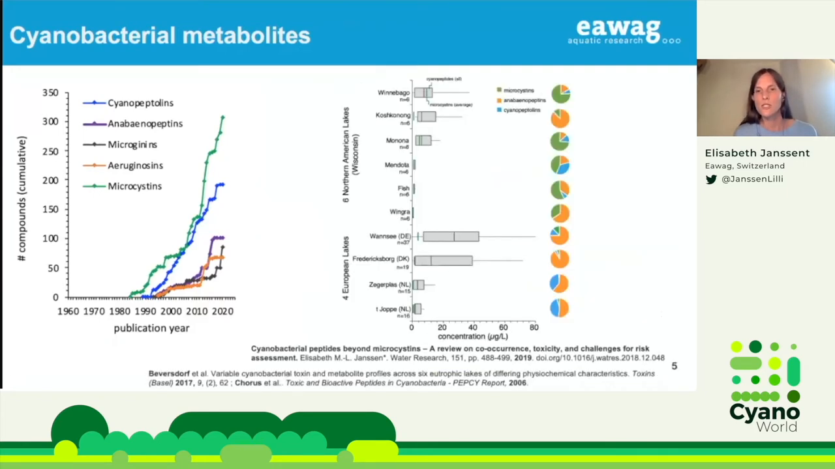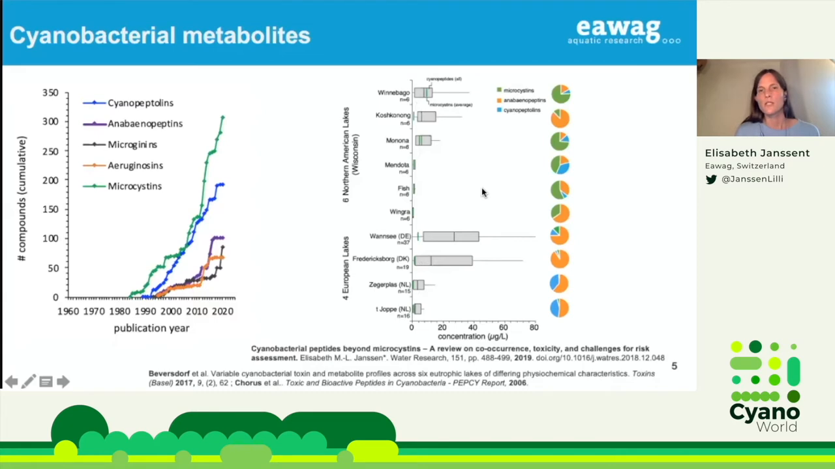Here are two studies, one looking at lakes in North America and one at lakes in Europe. I think I already saw some of the authors in the audience. This is just a summary from the few studies that we have, showing that the total concentrations of cyanopeptides in the gray box plots are significantly higher than the identified microcystins, in the green line, in the same lake samples.